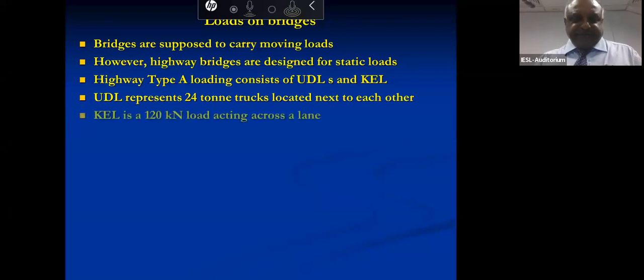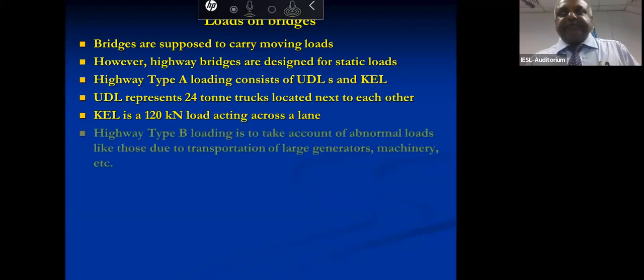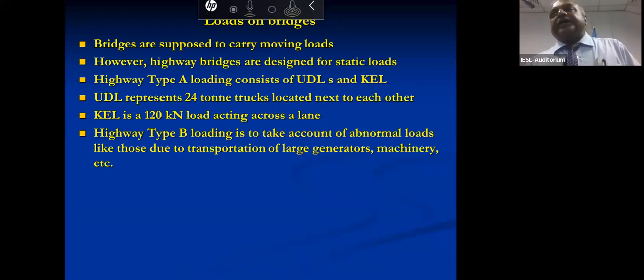That's how it came. But when the loading length is longer, you can go for reduced loads. And the knife edge load can be applied in any direction. It can be along or across. Generally, we apply it across. And type B loading is the very heavy loading.